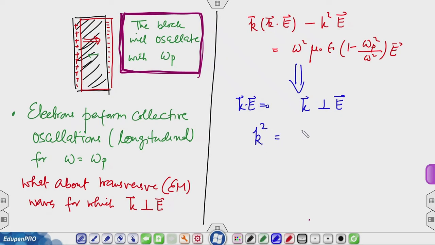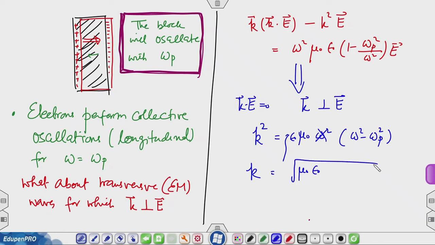k square comes out to be mu 0 epsilon 0 (omega square minus omega p square). There is a minus sign somewhere. I'll leave it for you to check. I may have messed it up somewhere. And therefore, k is equal to square root of mu 0 epsilon 0 times square root of omega square minus omega p square, which is 1 over c times the square root of omega square minus omega p square.